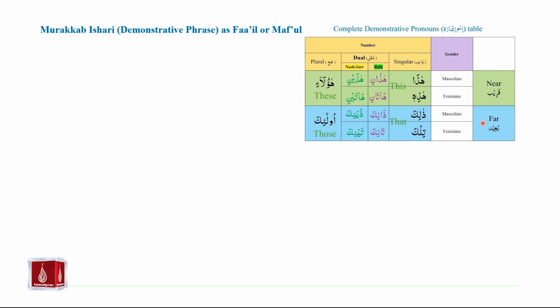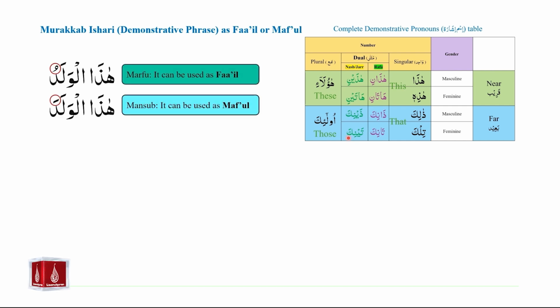For the far category, we have the following demonstrative pronouns. Zalika, tilka. Zalika for masculine, tilka for feminine, and they are used to indicate the meaning of that. Ulaika meaning those. And for the dual category, we have zanika, zainika, tanika, tainika. Now, let us study some examples.